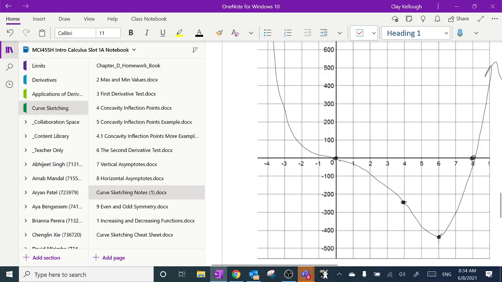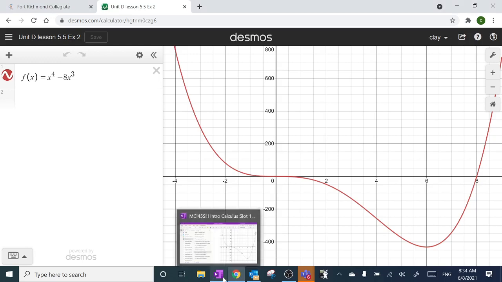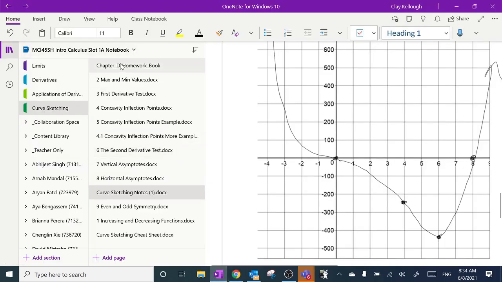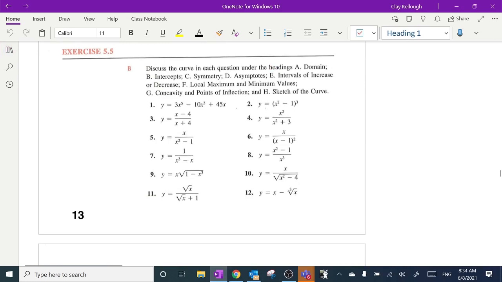I always find this really fun. I love the challenge of seeing if I can make this picture as reasonably accurate as I can compared to what Desmos shows me it's going to be. Now, the book does ask for a specific order of things. I don't really care if you follow this order or not. They have it very laid out. A, figure out the domain. B, your intercepts. C, your symmetry.